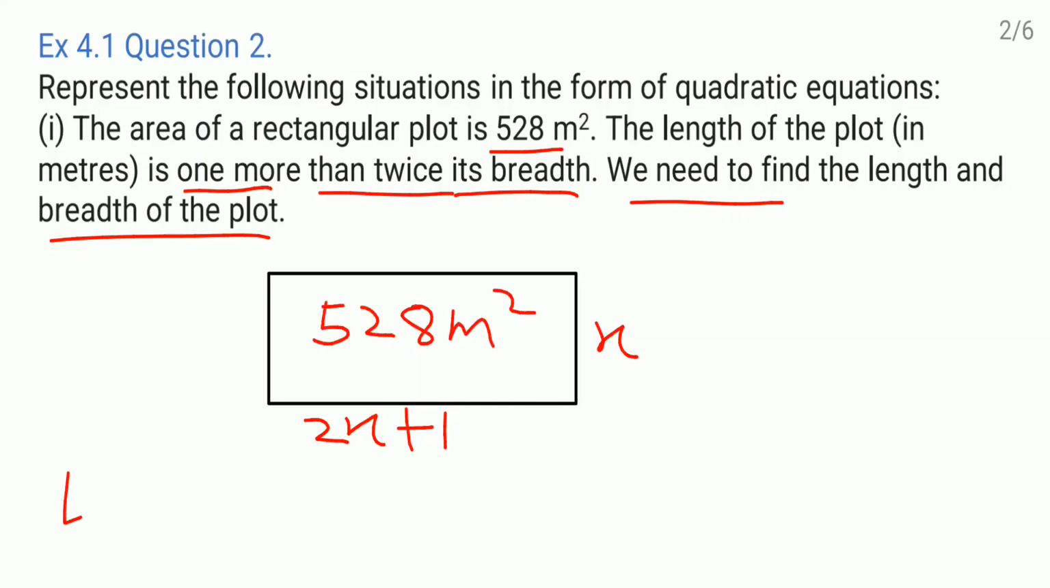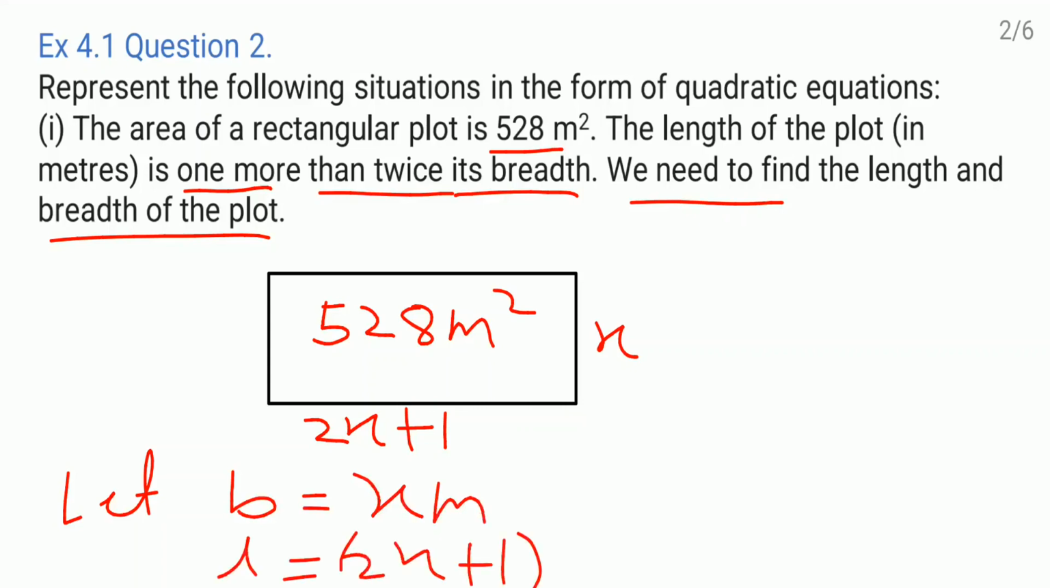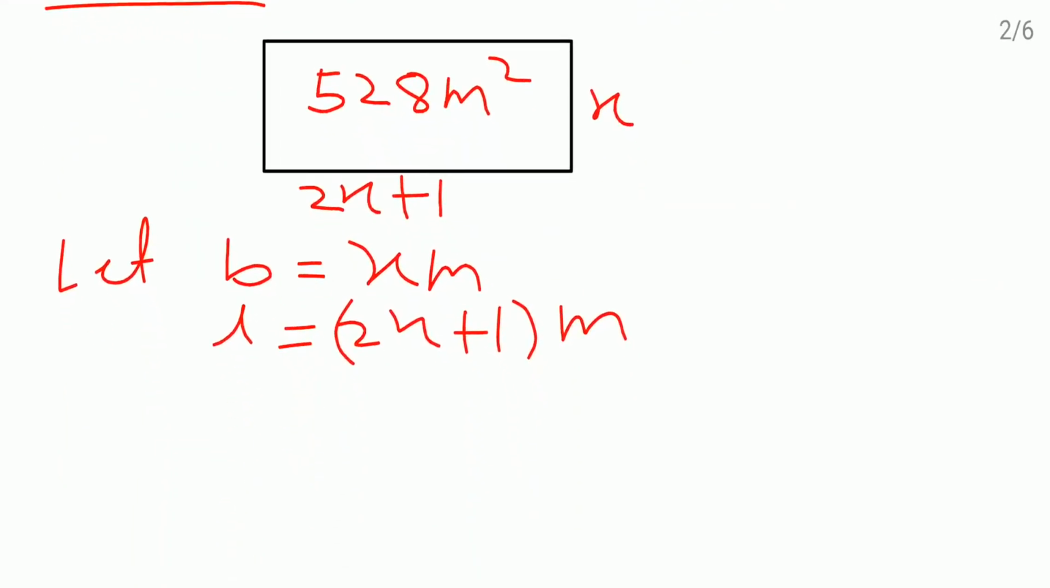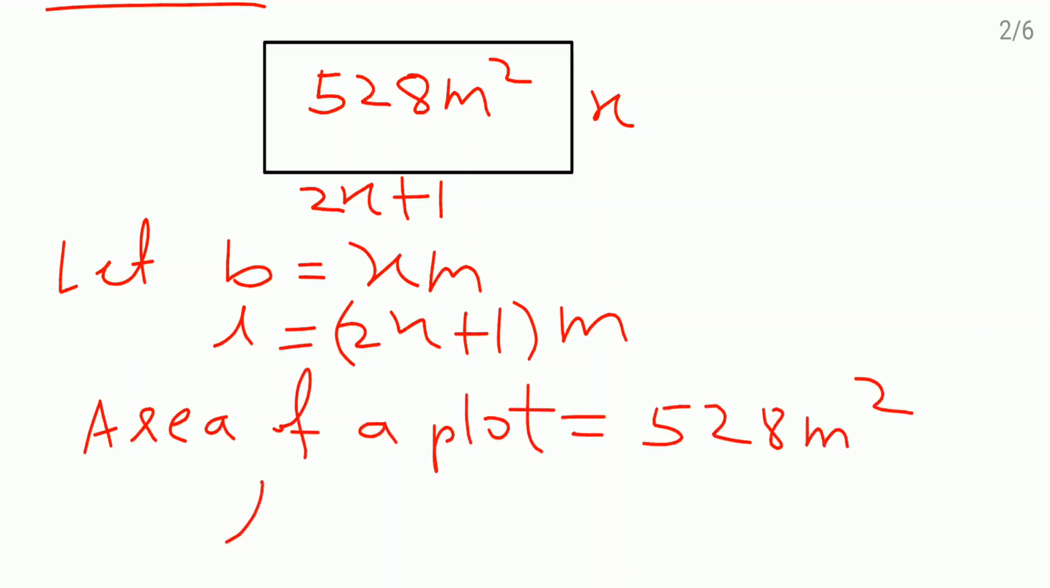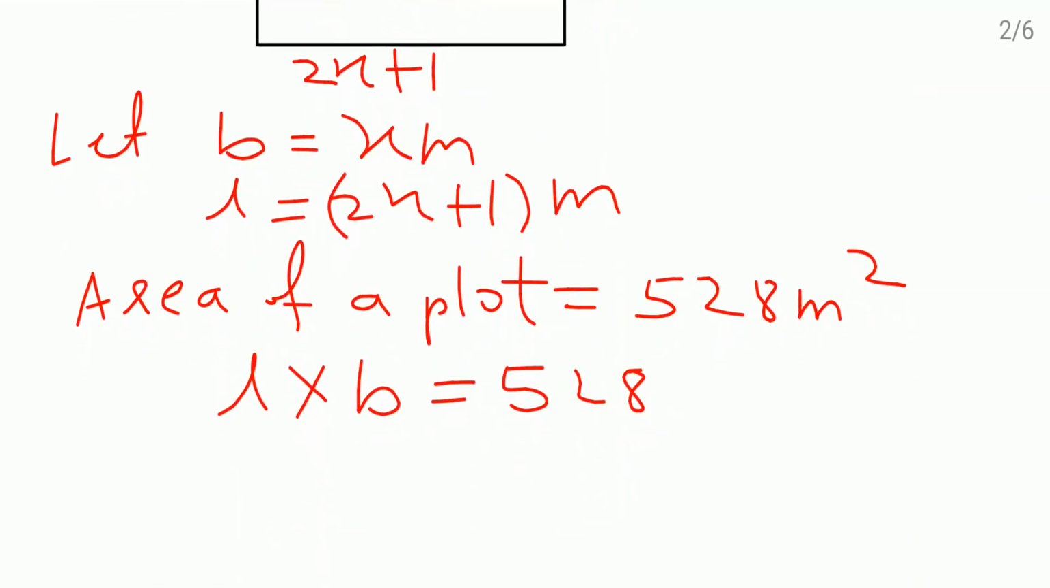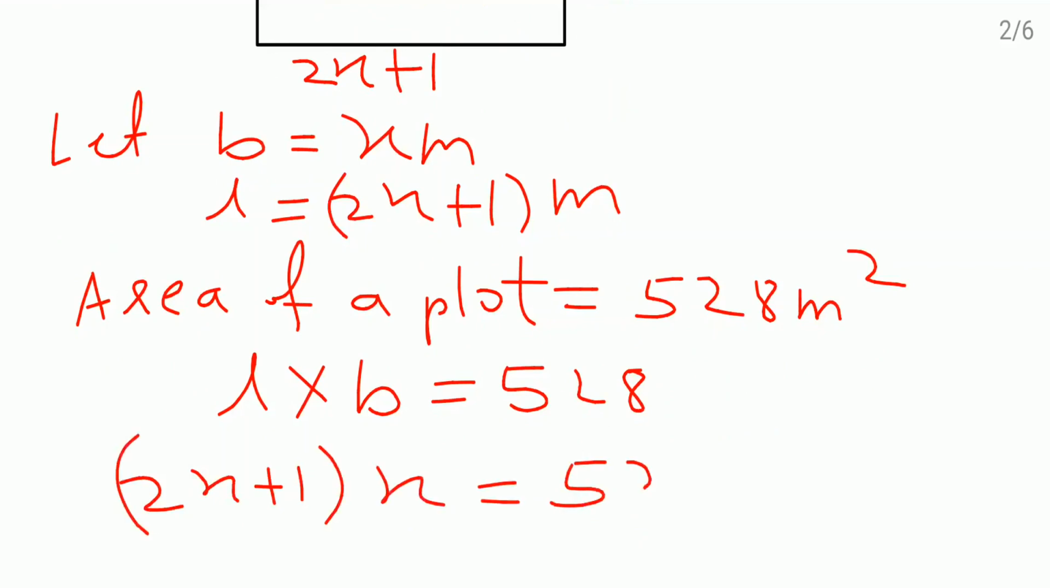So here we'll write down, let breadth is equal to x meter and length is equal to 2x plus 1 meter. Now one more thing they said, area is given. So here I write down area of a plot which is equal to 528 meters square. Area of the plot means what? L into B, because it is a rectangular plot. Right? So in this one I'll just substitute the values here. L is 2x plus 1 and breadth is x, which is equal to 528.